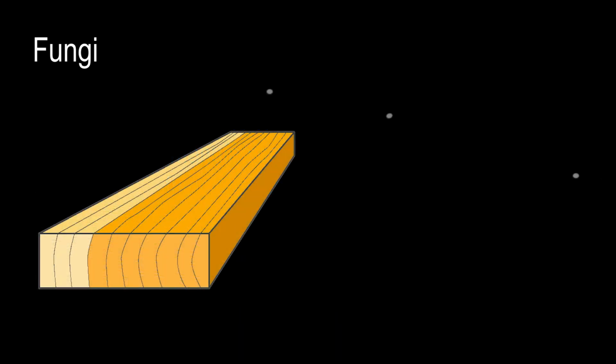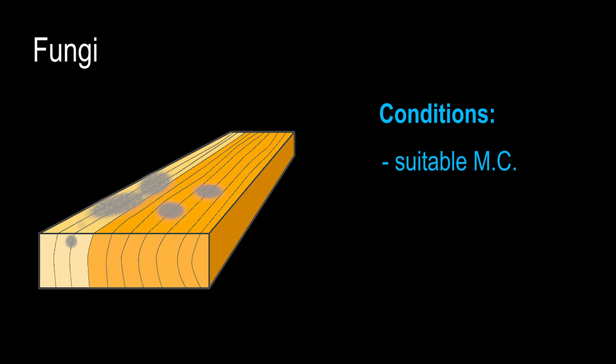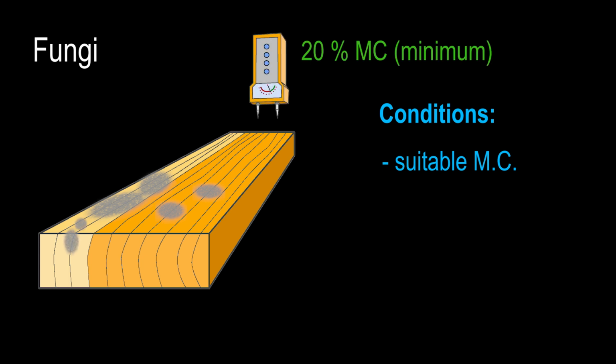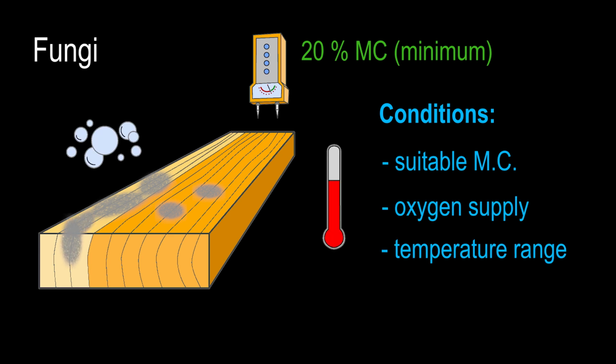Fungal attack in wood begins when the tiny spores land on a surface that allows them to germinate. Conditions that favour fungal growth include a suitable moisture content in the timber, generally at least 20%, an adequate oxygen supply, a temperature range that suits their life cycle, and enough nutrients to support their growth.